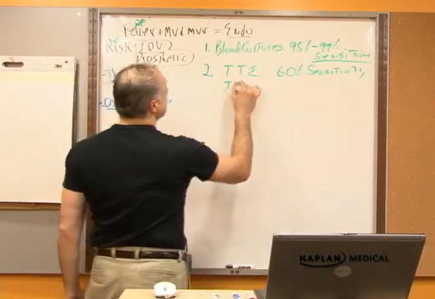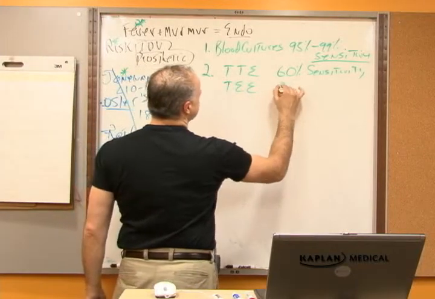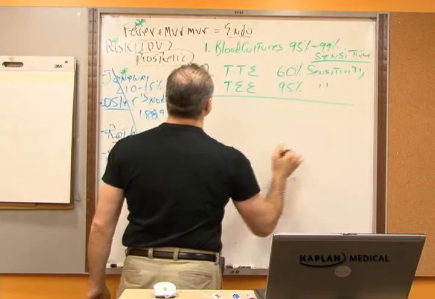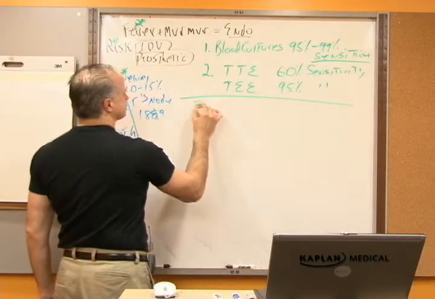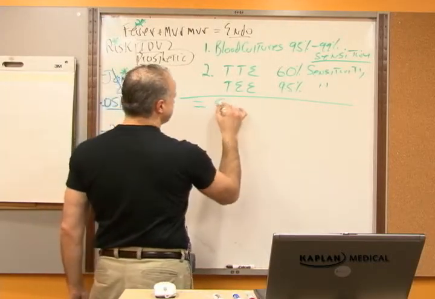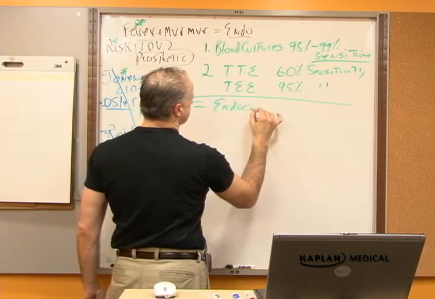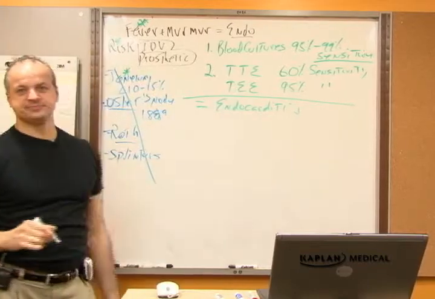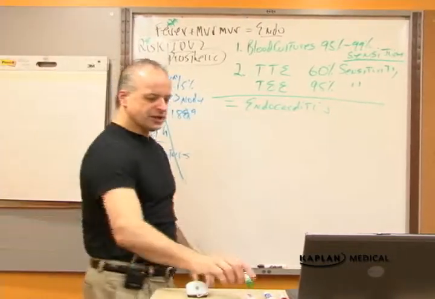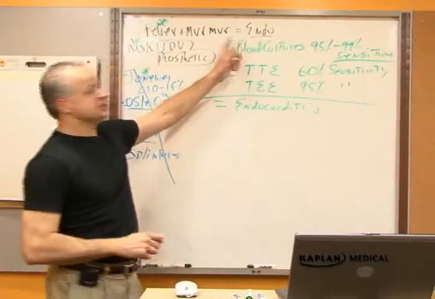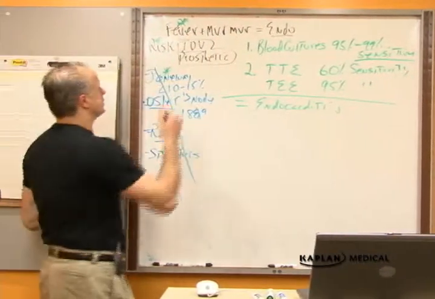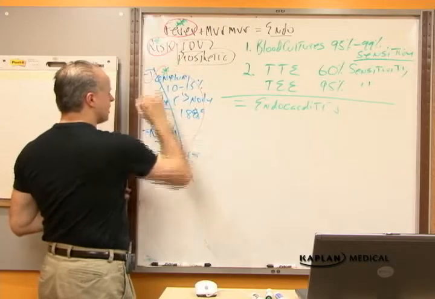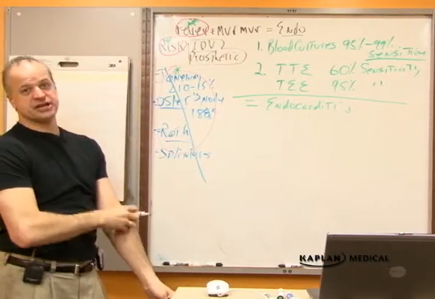The transesophageal echo has a 95% sensitivity. However, generally it's not first. Positive blood cultures plus a positive echo equals the diagnosis of endocarditis. And you are done. Now, if you have negative blood cultures, fever plus risk plus embolic phenomena is how you would diagnose endocarditis.